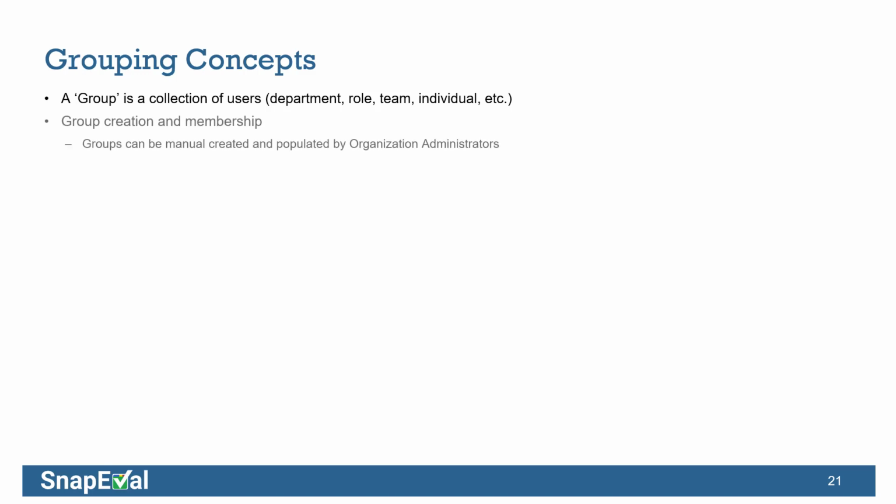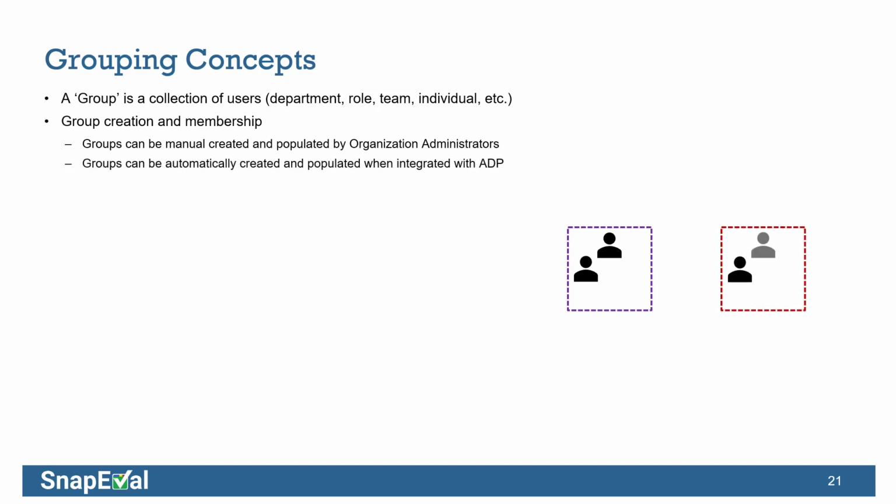So now let's look into some more specific concepts around groups. The first thing, as we've already talked about, is that a group is simply a collection of individuals, such as a department or a team or just an individual. As far as creating groups and membership of groups is concerned, it can be done manually by organization administrators. If you're an ADP customer, it can be done automatically through the integration with the ADP payroll platforms.